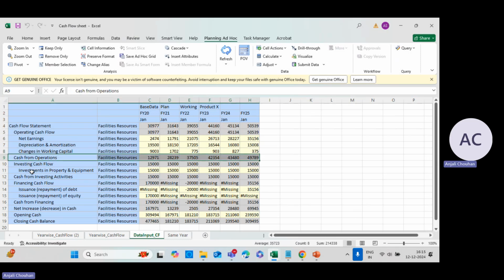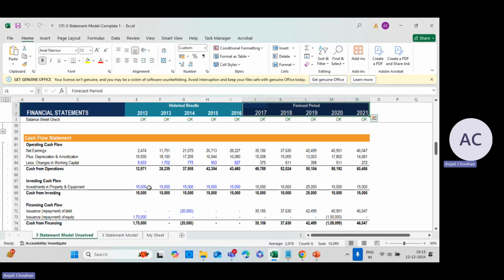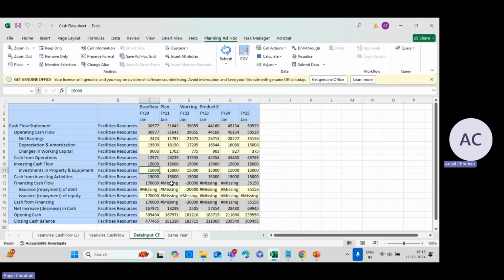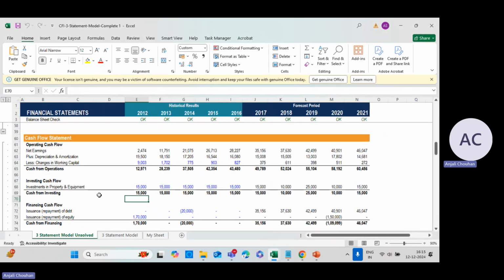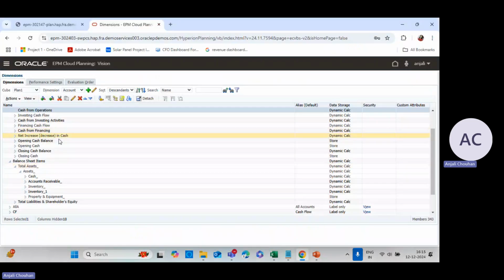The same thing if I need to see in the investment in plant, property and equipment. So 15,000 have been incurred throughout the year. Clearly see, it is 15,000, and the cash from investing activities is this. So I can directly take the reference from the investment in plant, property and equipment. Let me show you the cash from investing member as well.